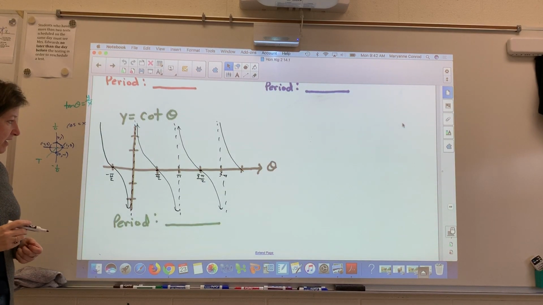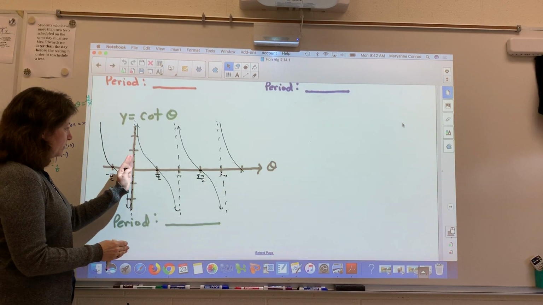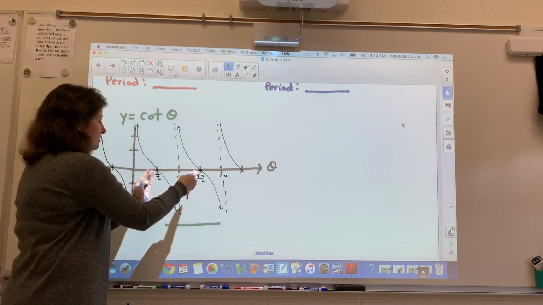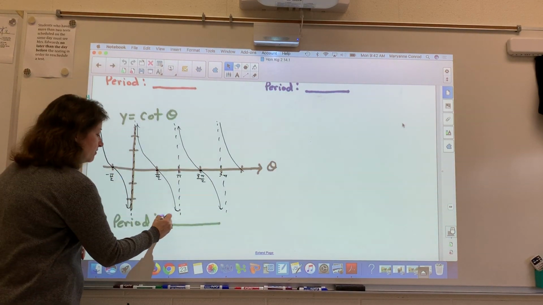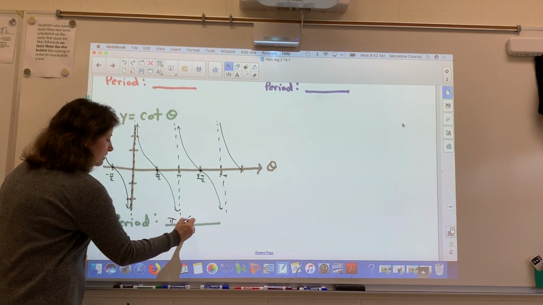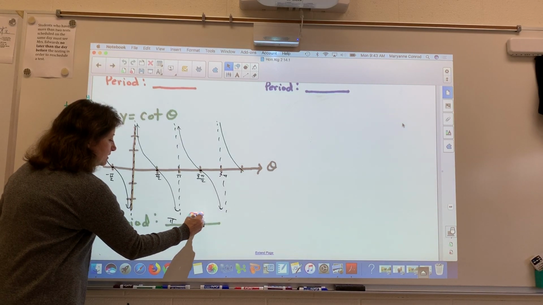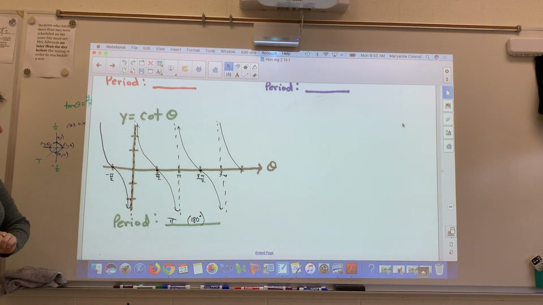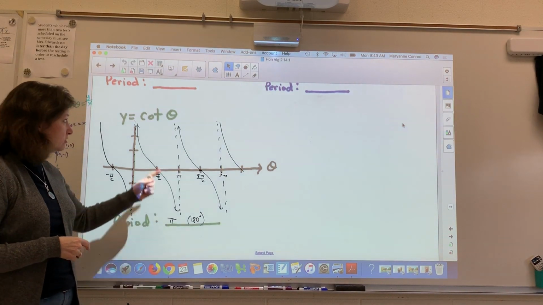Oh, and what would the period be? How long do I go from here to here, and then I'll repeat myself? So how far did I go till I repeated myself? A distance of pi, or 180 degrees. Is there an amplitude for cotangent? No, because there's no maximum end.